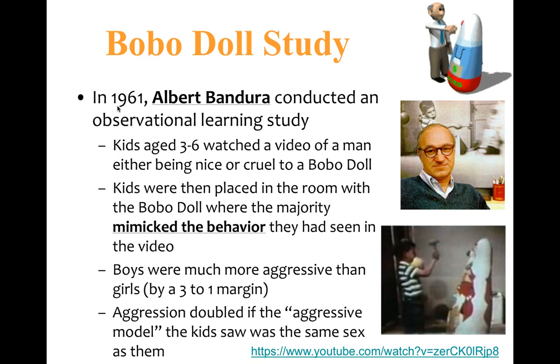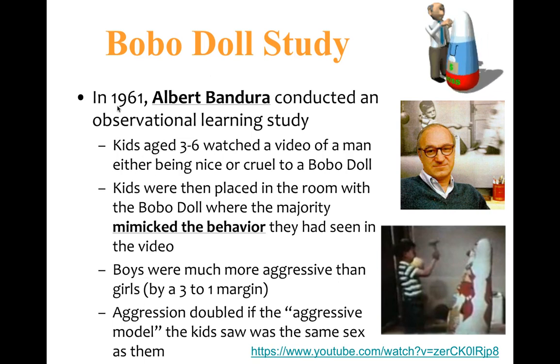In 1961, Albert Bandura conducted an observational learning study. In this particular study, he used kids ages 3 through 6. They watched a video of a man either being nice or cruel to a Bobo doll. After they observed this, they were placed in a room with a Bobo doll, where the majority of the kids mimicked the behavior that they saw on the video. So going back to that component of social learning theory, observational learning was occurring. They were learning that behavior from that adult.